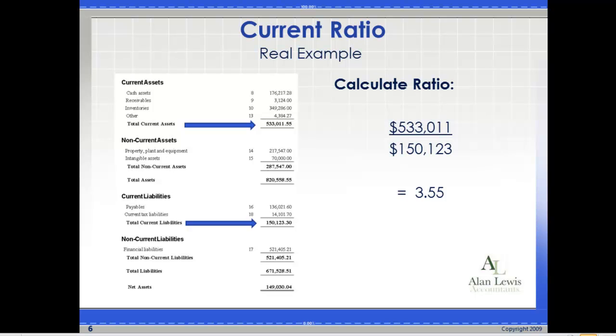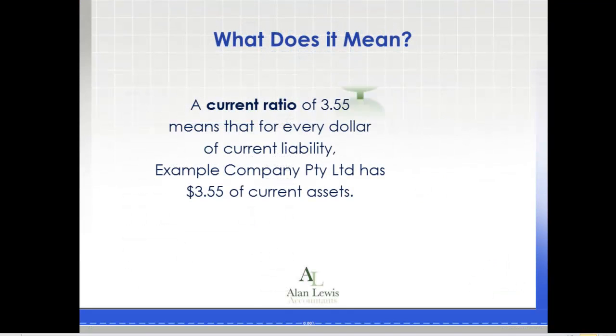What does that mean? A current ratio of 3.55 means that for every dollar of current liability, our sample company has $3.55 of current assets. Now, norms are a little bit dependent on what industry you're in. You'll find that the retail sector often have lower current ratios. Generally, a ratio of 2.0 or above is considered reasonable in most areas.